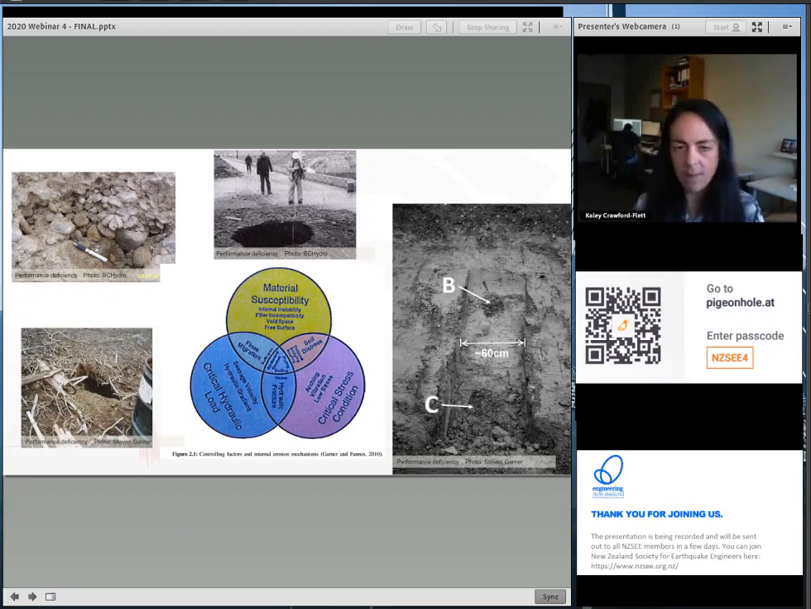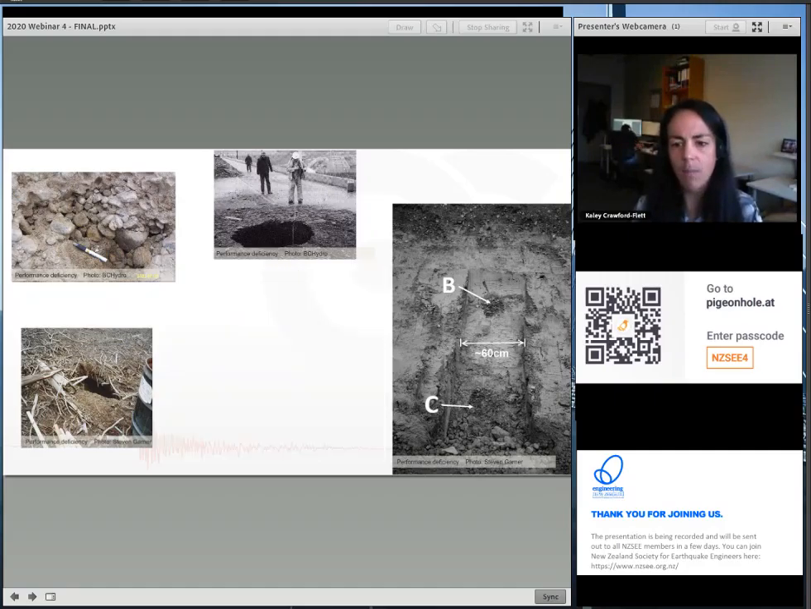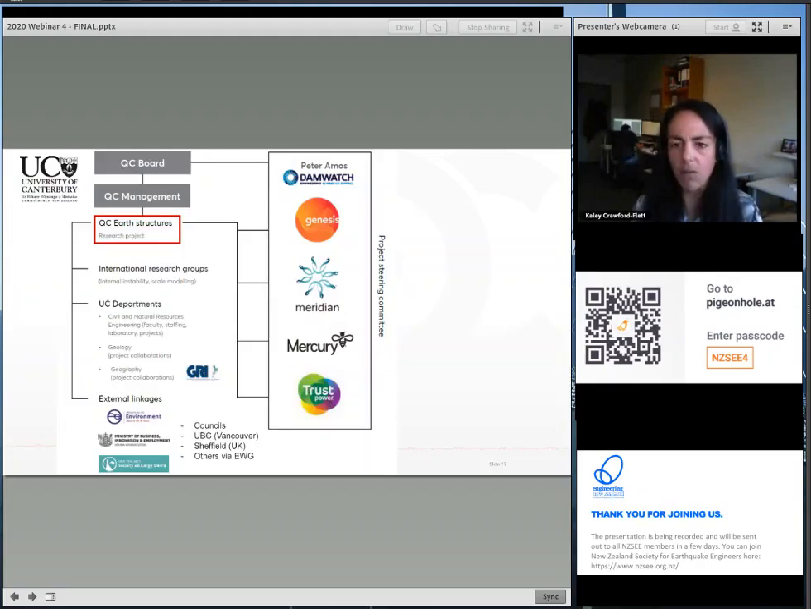So having spent a bit of time immersed in Canadian dam infrastructure, I came back to New Zealand and consulted a wee bit, mainly working in dam safety, and then with the inception of the Quake Centre Earth Structures Research Project, I initially put half a foot in that camp and worked half-time as a consultant, the other half-time as a researcher, and eventually with the support of Trustpower, Mercury, Meridian, Genesis and Peter Amerson Damwatch, we collectively set up the Earth Structures Research Project, which began, I think, formally at the beginning of 2015. So we're now about 5 years in. And I led that project with help from the University of Canterbury Civil and Natural Resource Engineering Department, along with geology, geography, other external linkages, and most importantly, the support from the hydropower companies and the project steering committee.